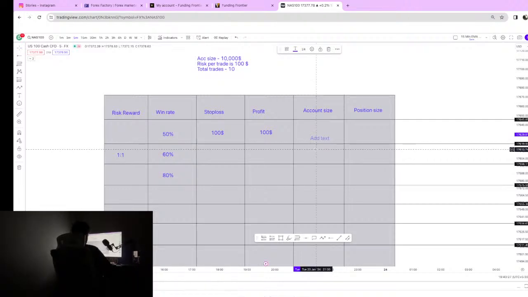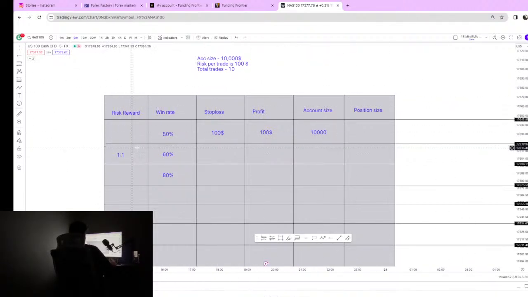It will be... 50% win rate means 50% you are winning, 50% you are losing, right? When your stop loss is $100, that means if you are winning 5 trades, your profit is $500 and you are losing 5 trades, your loss is $500. At the end, your account size stands same. Clear? I hope this is very clear.